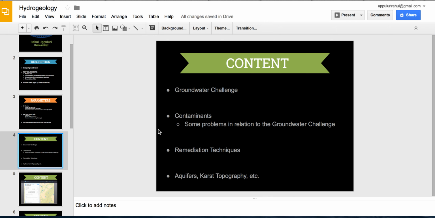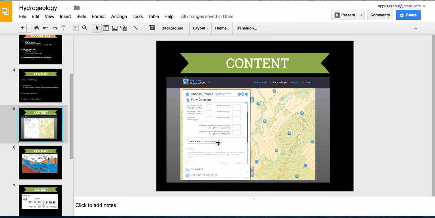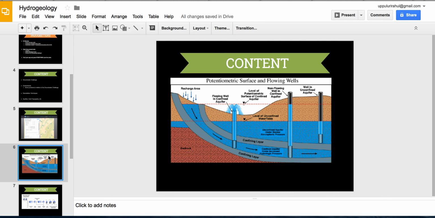By the way, here's a picture again of the Hydrogeology Challenge. If you see an image like this, you're going to want to recognize and distinguish each part. There are a lot of different types of aquifers, like confined and unconfined. The water table, and there are a lot of different aspects. So get to know those.